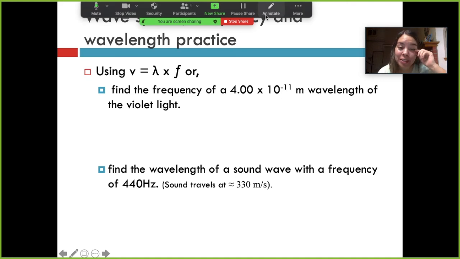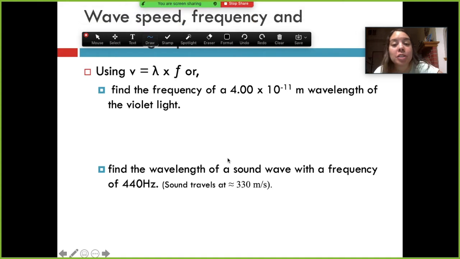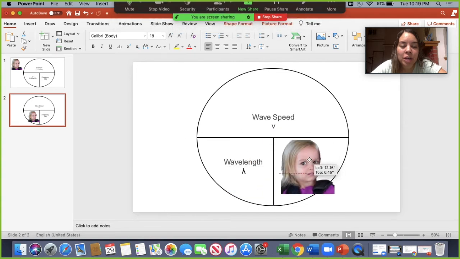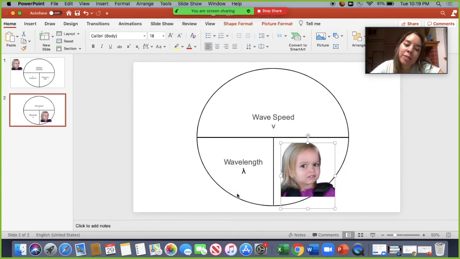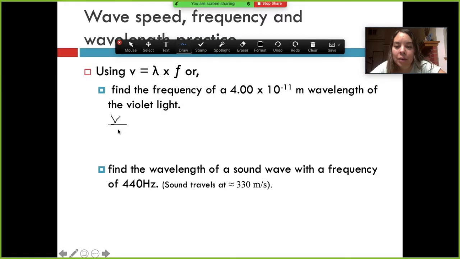It says find the frequency of a 4.00 times 10 to the negative 11 wavelength of the violet light. So we are still using the same particular formula, which is this one right here. So I need to rearrange it. I need to find the frequency, so it's going to be wave speed divided by wavelength.